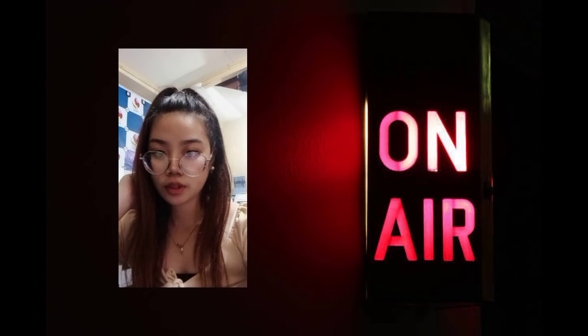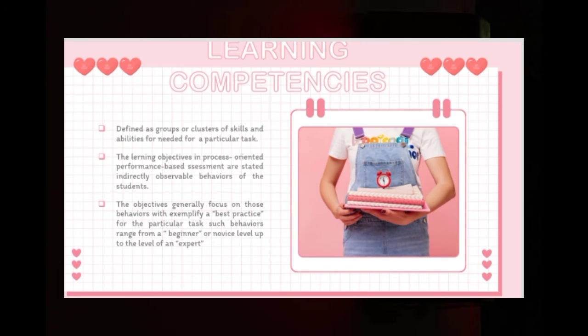Okay, now loyal listener, that we know the process-oriented performance-based assessment, we should talk about learning competencies. But first, let's define what competencies are. Competencies are defined as groups or clusters of skills and abilities needed for a particular task. The learning objectives in process-oriented performance-based assessment are stated in directly observable behaviors of the students. The objectives generally focus on those behaviors which exemplify a best practice for the particular task. Such behaviors range from novice level up to the level of an expert.